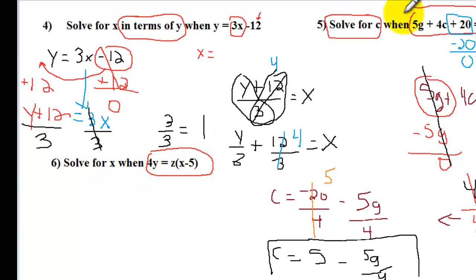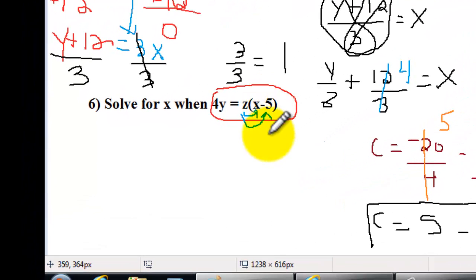The first thing you do whenever you see this is do your distributive property. Z times the x, z times the minus 5. So then you'll have zx, and then positive z times negative 5 is minus 5z. And that will be equal to 4y. You're starting to work the problem so you can work with it easier.